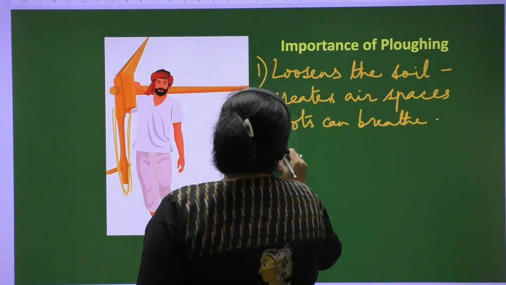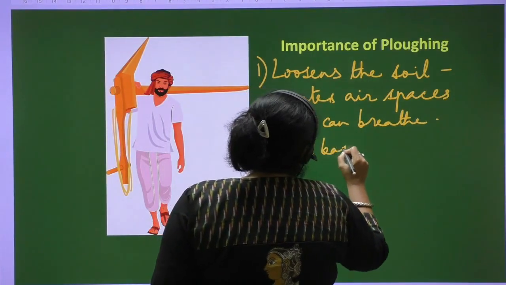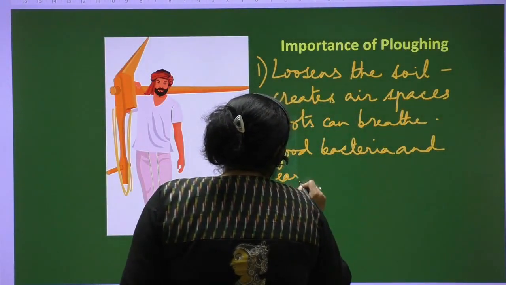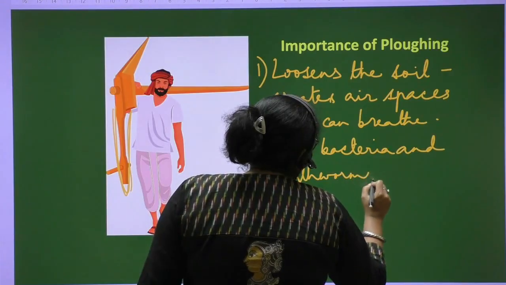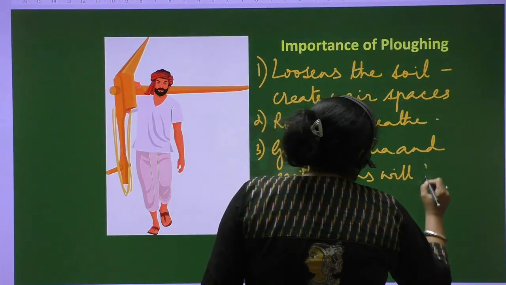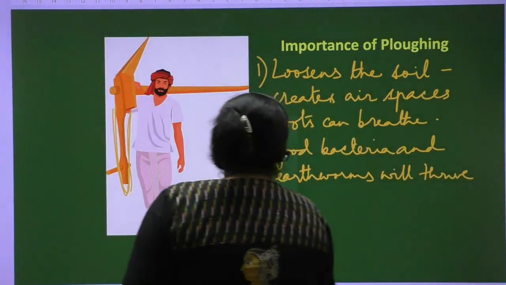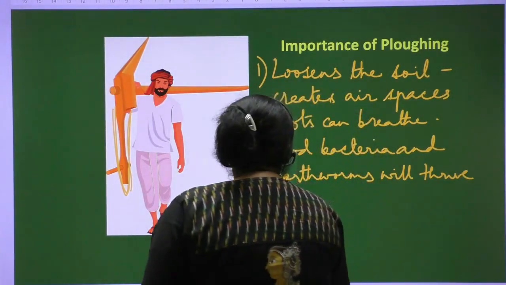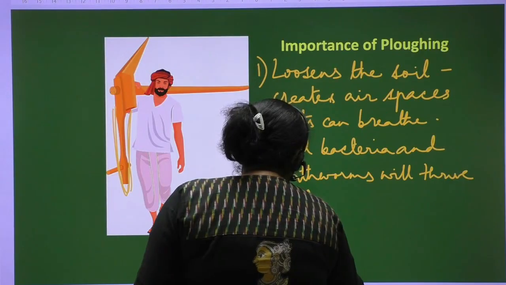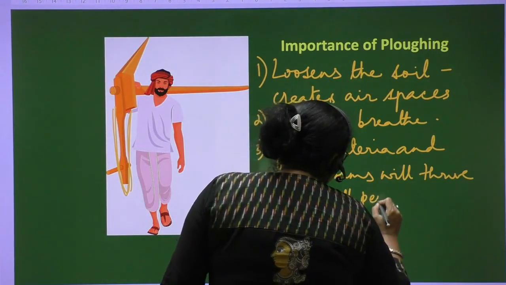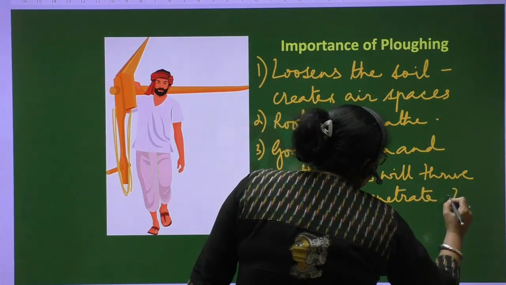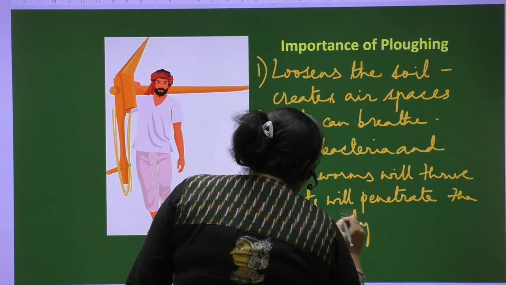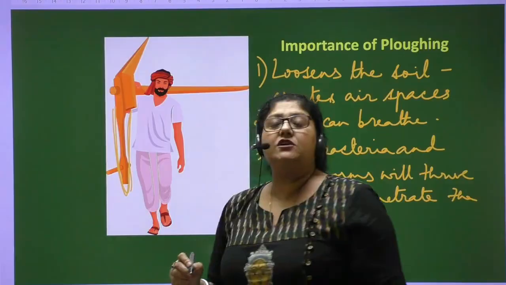Then good bacteria, farmer friendly bacteria and earthworms will thrive in the soil. Next, what will happen? Next is the roots will find it easy to grow. Roots will penetrate the soil easily. Also, it causes churning of the soil.